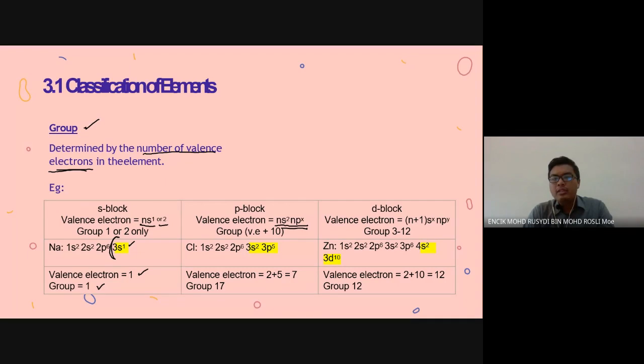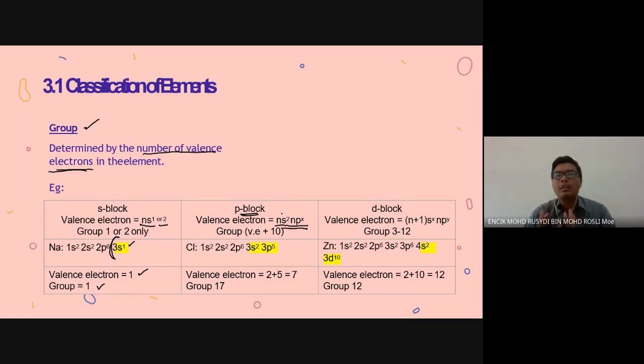So maximum number of valence electrons in the P block is 8. We can see here that it can have 8 electrons. Okay. So to determine the group here, we will add the number of valence electrons with the number 10.